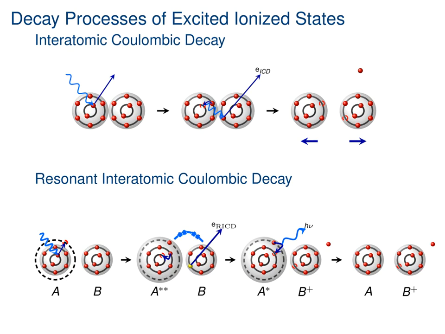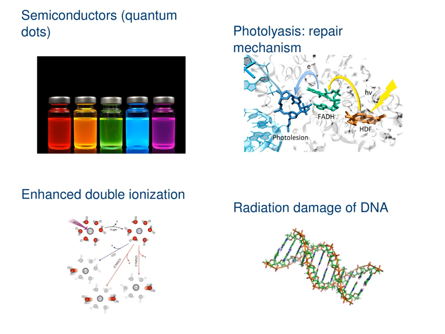The ICD and its different variants are found in a multitude of different systems. For example, in semiconductors, and they are found in proteins, for example in the photolyase, where they explain the repair mechanism of this protein. It has been found that it can be used to enhance the double ionization threshold, and it has been speculated that the ICD process is the mechanism behind the radiation damage of DNA.